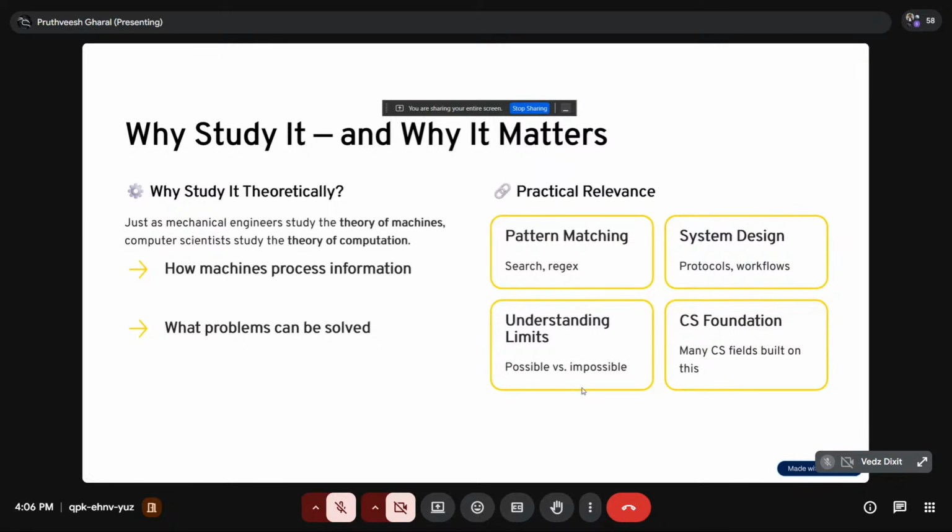Next, understanding limits, possible versus impossible. Some problems in computer science are non-computable, like we cannot design an algorithm for them. Take the famous halting problem. We'll study what it is later on in the course, but even if you have a large data center, you won't be able to solve this problem. The theory of computation helps us understand which problems can be solved and which cannot. And lastly, many CS fields are built on this. Whether you are doing AI or something like blockchain, theory of computation concepts are going to be used there in some way, shape, or form.